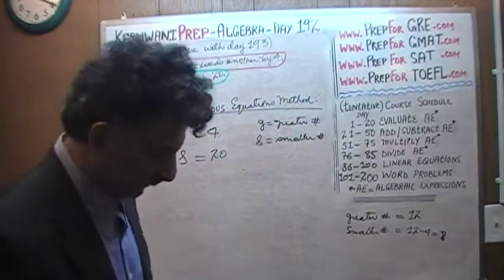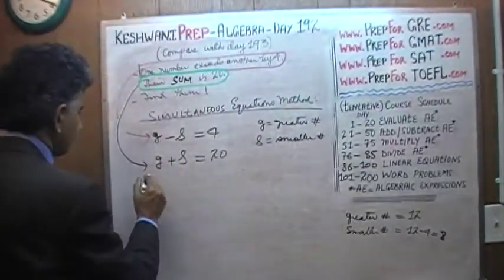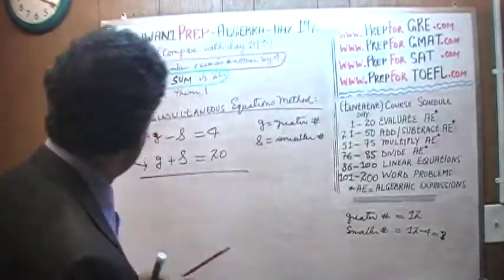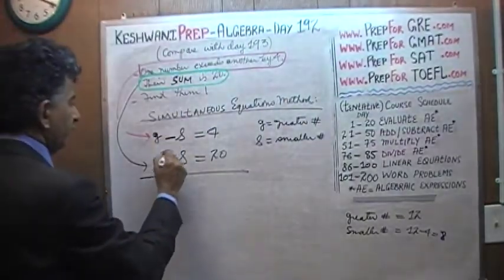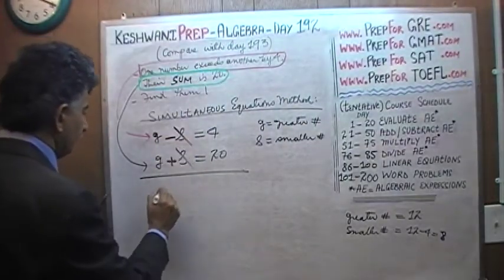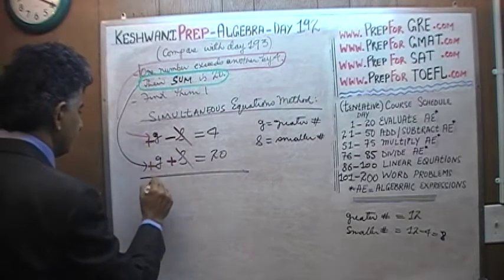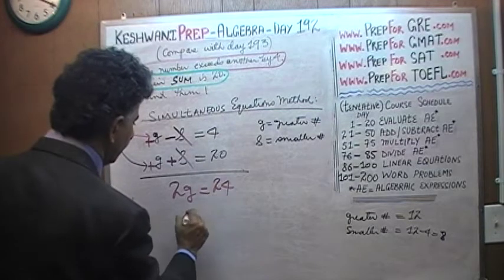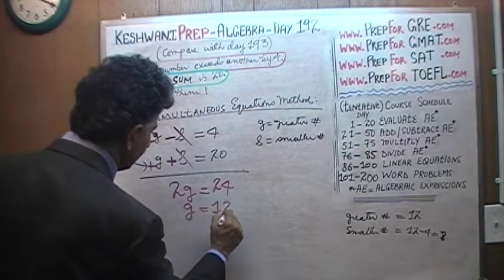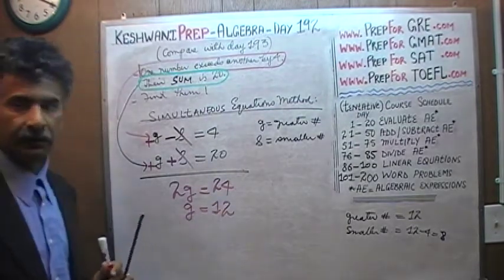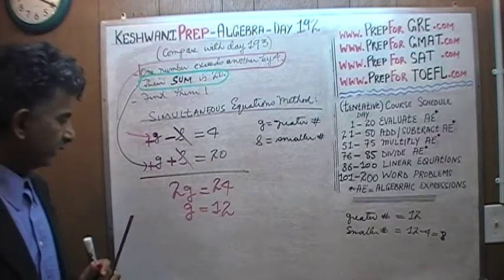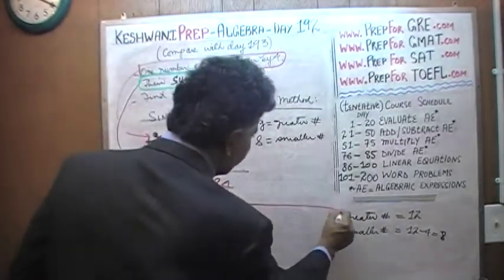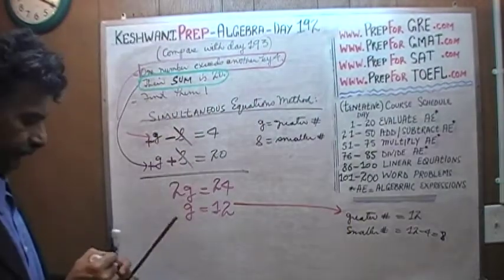So let's add them up. We have a negative s here and we have a positive s here. They cancel out, so we end up with plus g and a plus g. That's 2g's equal 24, and g equals 12. What does g represent? G represents the greater number, g for greater, and we've just found out that it's 12. Guess what? That's exactly what we had before.